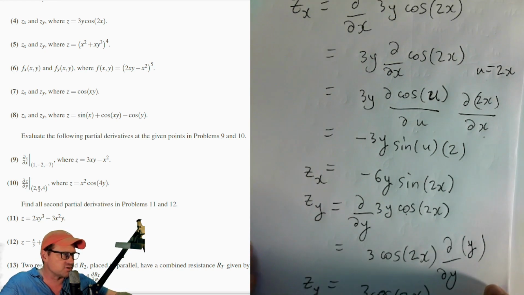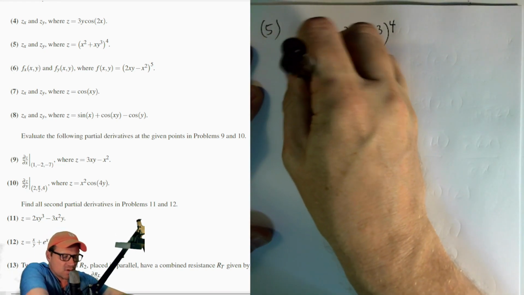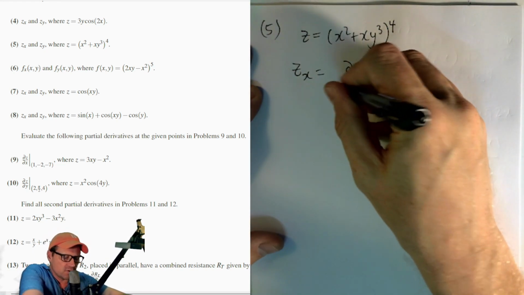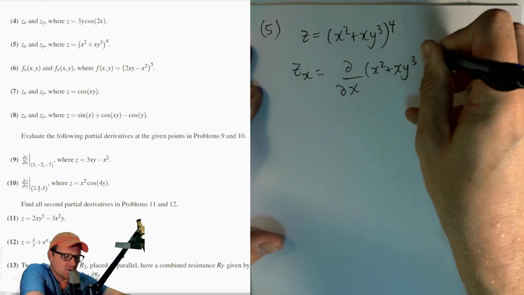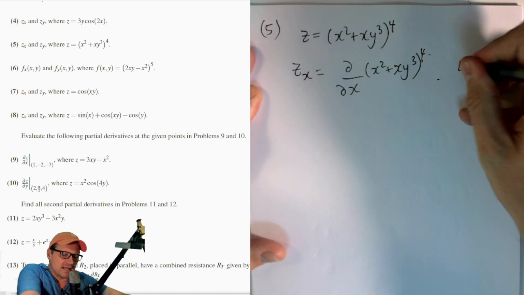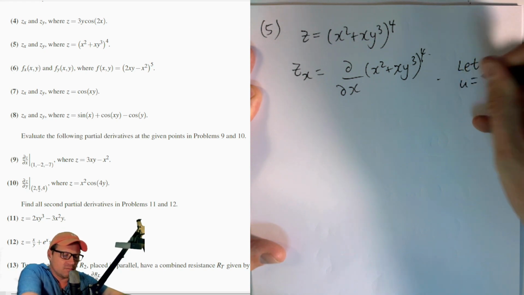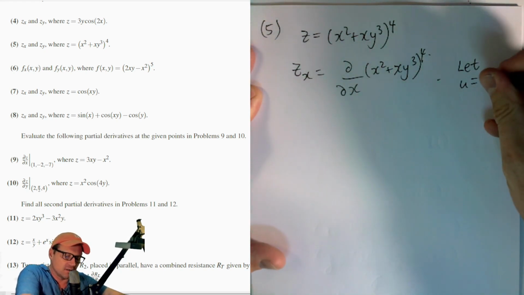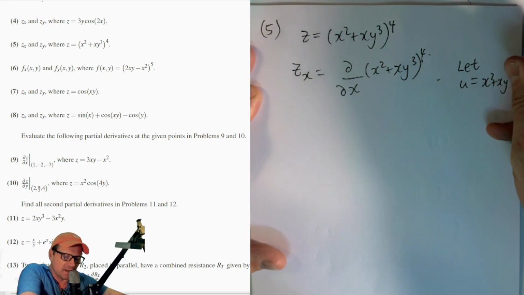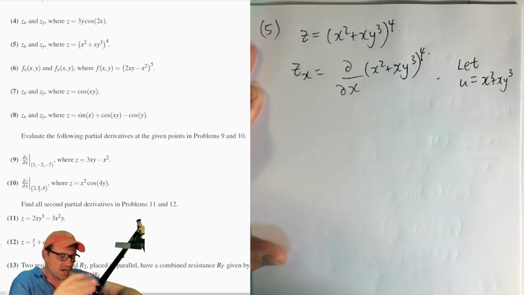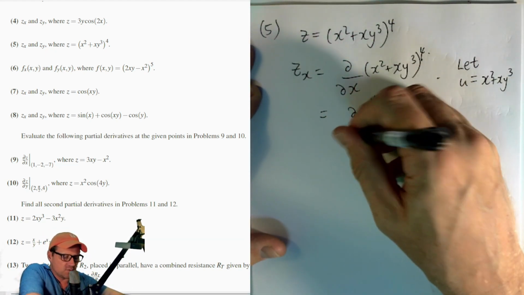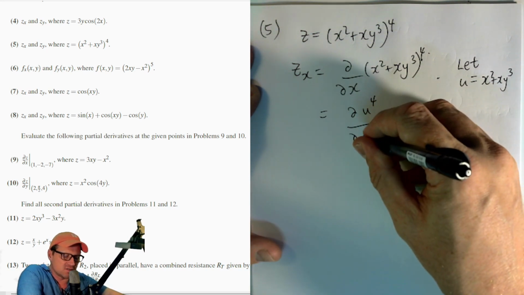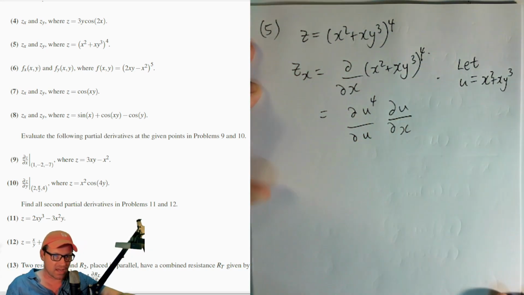Okay, moving on to question 5. So z subscript x is the derivative with respect to x of x squared plus xy cubed to the power of 4. Now, let's let u be equal to that inside function, x squared plus xy cubed. We're getting ready to use the chain rule here. So this is the u to the 4th with respect to x, but let's use the chain rule. So this is what we have there.